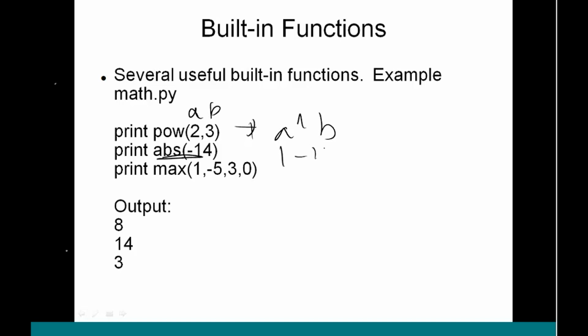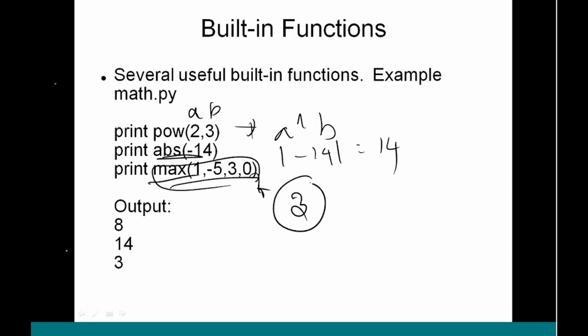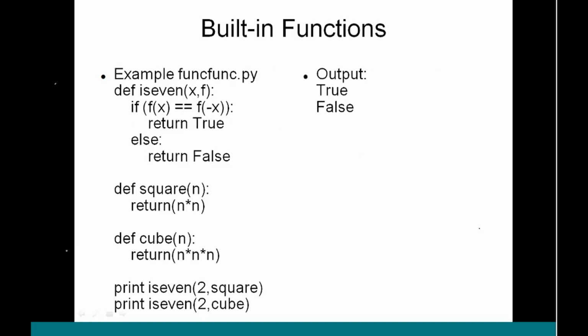ABS stands for absolute, so this is minus 14 and that becomes 14. And then these are some of the nifty commands to find the maximum amongst these numbers, and here it outputs 3, the highest integer there. So these are some of the fun things to do with Python. I hope you'll enjoy this.